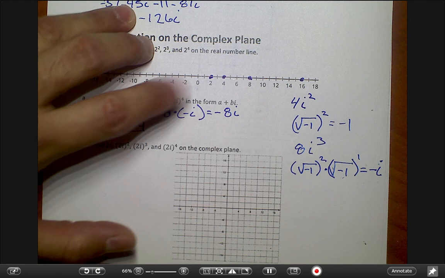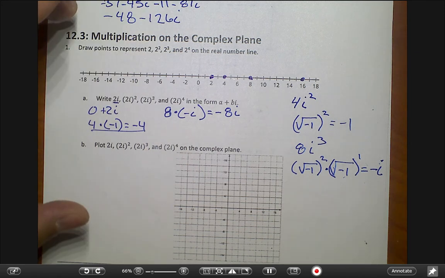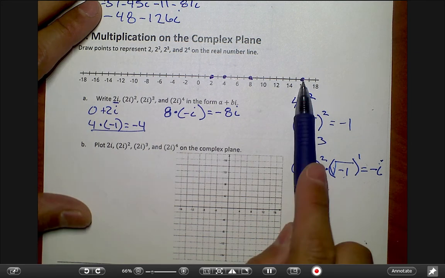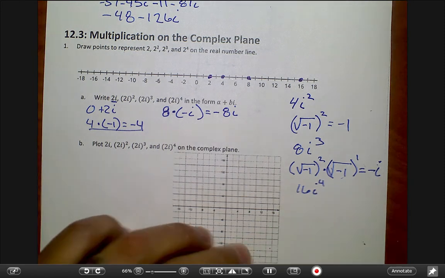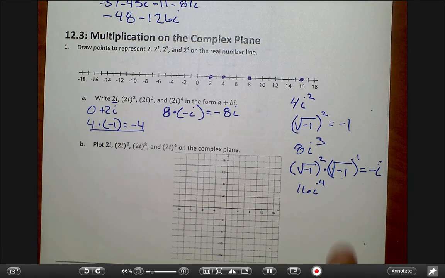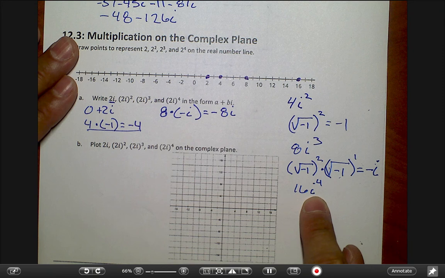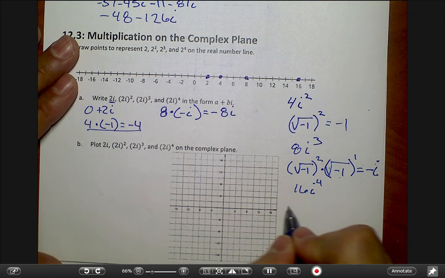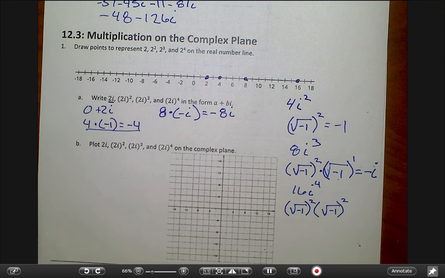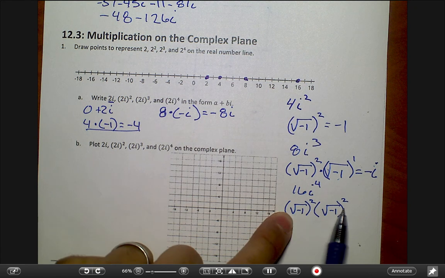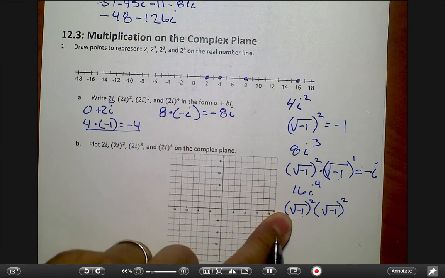So 2 to the 4th power, what do we say 2 to the 4th is? 16. Very good. So it's going to be 16i to the 4th. So we're going to break this up into stuff that I know. So isn't this going to be squared, right? And isn't it going to be times another one? Also squared, right? Yes? This is my i to the 4th power.